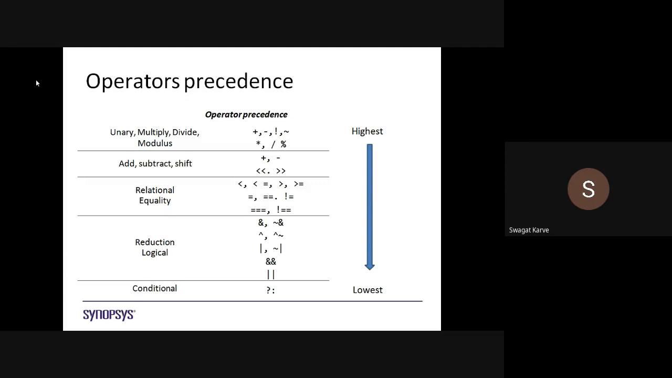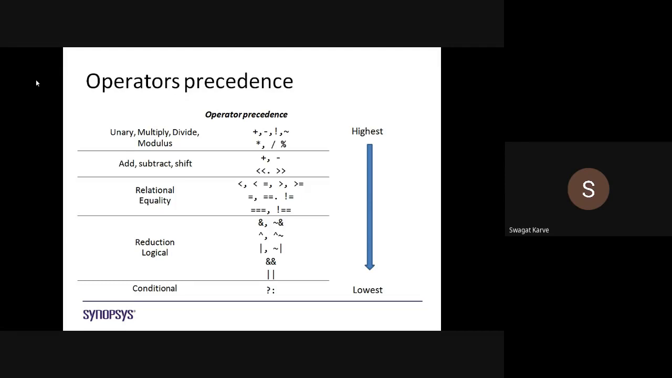Then add, subtract, shift. Okay, that means this is somewhat like a relational operator, or you can say shift operator, right? Shift operator. Then the third one is relational and equality operators. That means less than, equal to, not equal to, greater than or equal to, less than or equal to, right? So these are the operator precedence in Verilog, right?